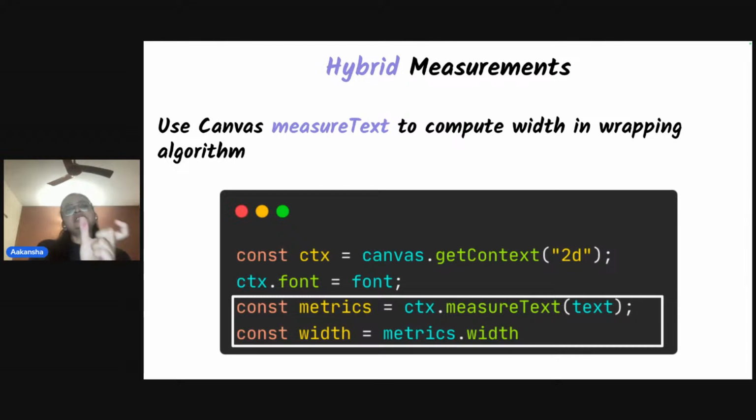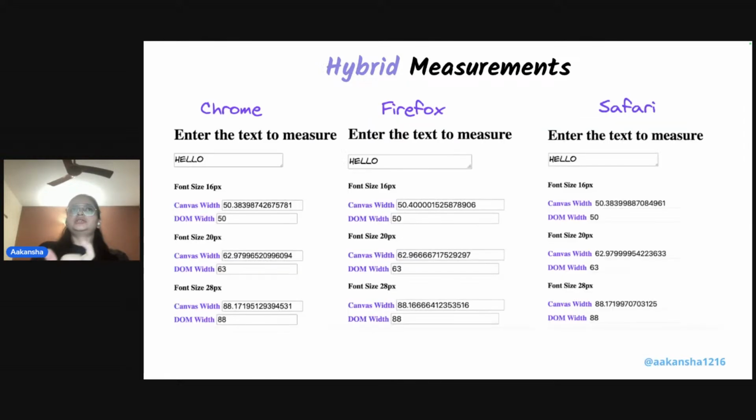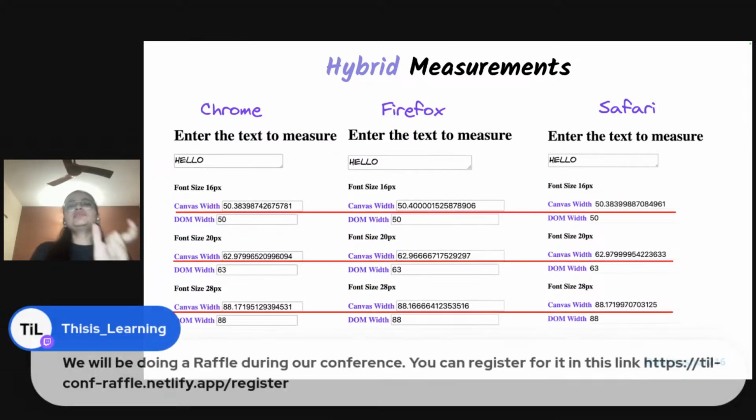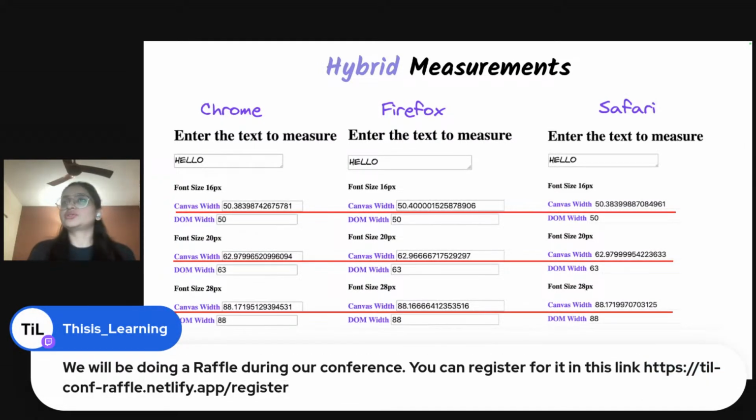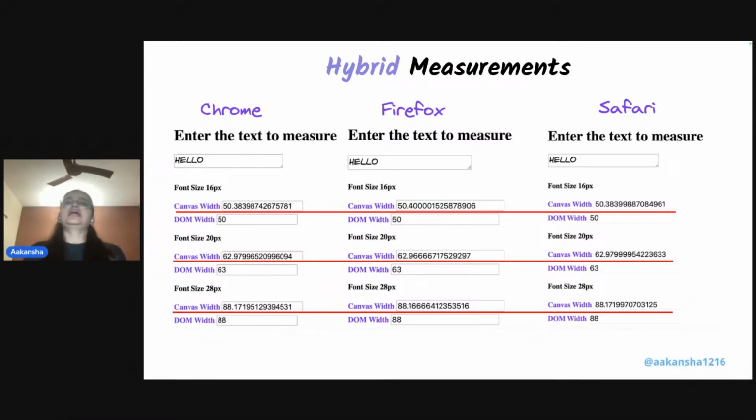When using this measure text API across different browsers to calculate the width, this is what was observed. Now you can see the DOM width is the same, but the canvas width is slightly differing across the browsers. And why is it so? Here, we don't really have a way to solve it because this is the nature of the API. The API is slightly inconsistent across all the browsers. So this is something to be aware of if you are using the measure text API, and you might want to have some offset to account for it.